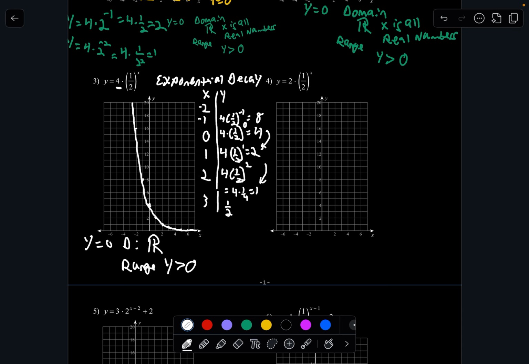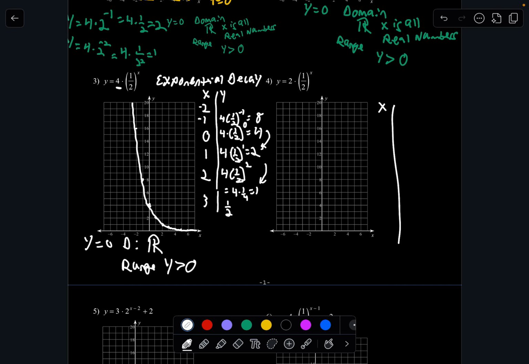You would never get a range such that y is less than 0 unless it's reflected, unless it's upside down. Okay? Now, this is decay. Notice it gets smaller as we move to the right. We start up here and we're going down, down, down, and we bend to follow that asymptote.